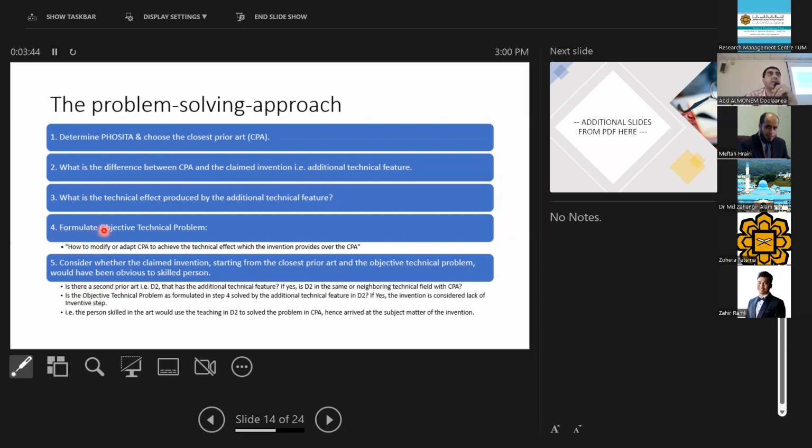Okay, so basically in short, find the closest prior art and compare it with your invention. See what you have more. What are the technical effects you have more? Then imagine one from your field: if he uses this prior art, can he easily go to your invention, just using common knowledge? If he can make that thing, then it means your patent does not have an inventive step.